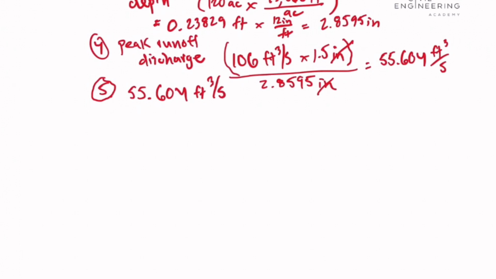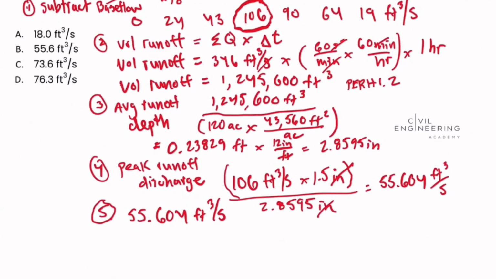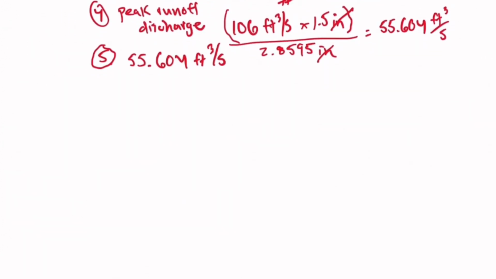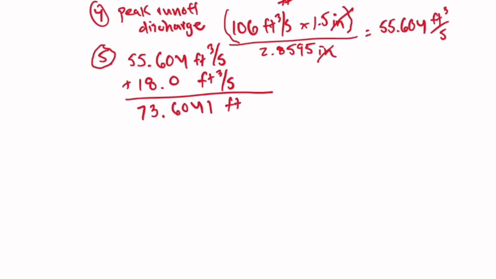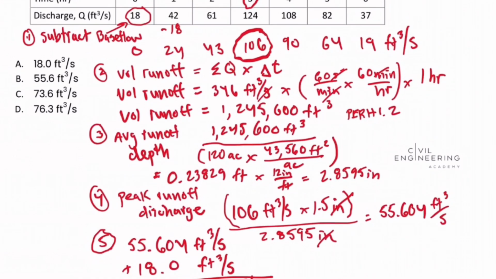And we need to add back into the 55.604 cubic feet per second the 18 cubic feet per second of base flow. So plus 18.0 cubic feet per second, that's our base flow. That base flow is always occurring in the stream regardless of if there's a storm or not. So if we're talking about discharge during or after a storm, it's going to include the storm discharge plus that base flow, and that gets us a final answer of 73.6041 cubic feet per second. That will be the peak stream discharge following the storm.